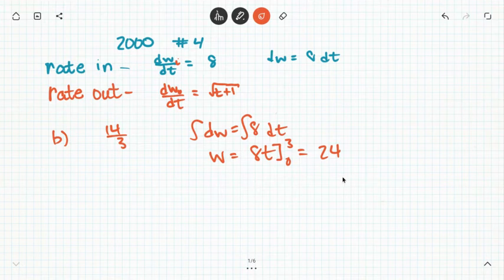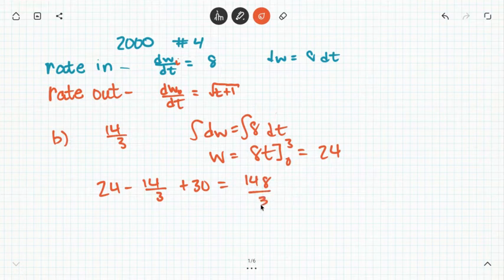So we do the amount in, which is 24, minus the amount out. Before we finalize this question, let's see if we had any to begin with. We're told at time 0 the tank contains 30 gallons of water, so we also need to add 30 to that. That's what we start with. So 24 went in, 14/3 went out. We started with 30. We add that together and you get 148 over 3. That's how many gallons are in the tank at the end of that time.